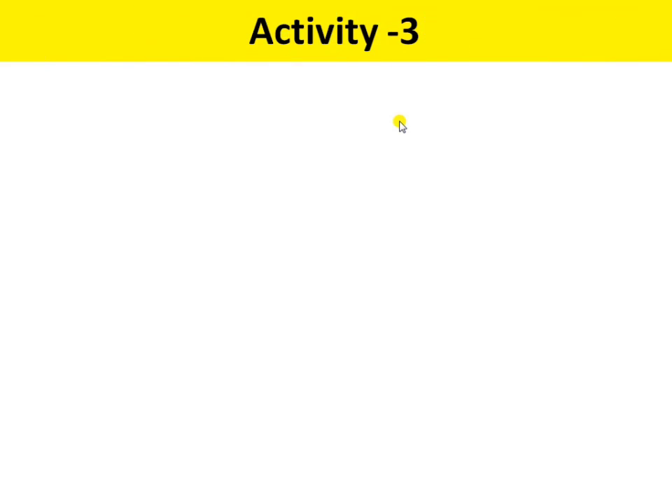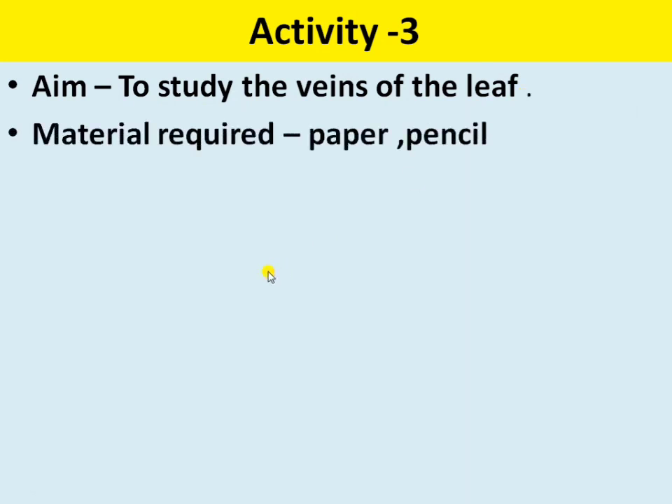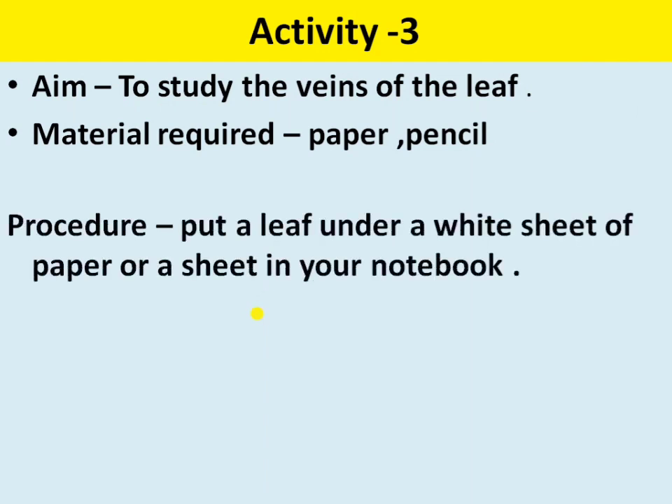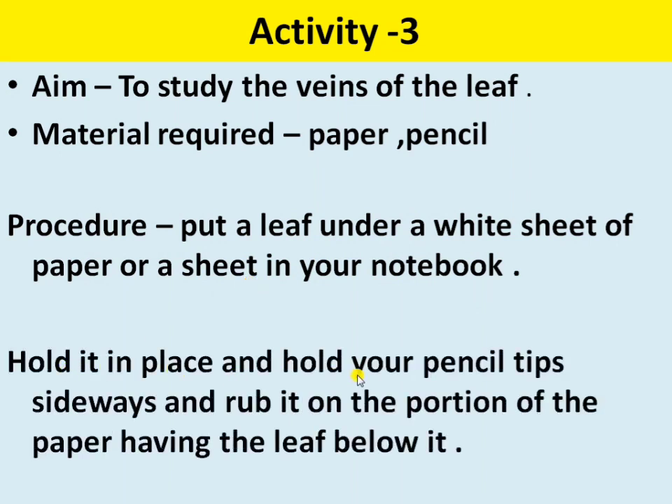Next, moving on, the third activity is to study the veins of the leaf. The material required to perform this activity is paper and a pencil. The procedure is, put a leaf under a white sheet of paper or a sheet in your notebook. You can choose a notebook paper sheet or a white sheet. Hold it in place and hold your pencil tip sideways and rub it on the portion of the paper having the leaf below it.